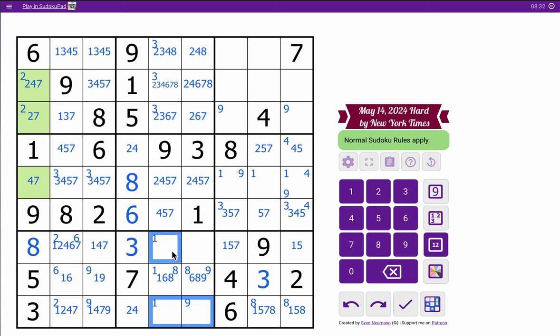Okay, these cells are not 3, 7. Now, neither of those could be 8, 9 by row. Neither of these can be 6 by row, but I don't have much else to play with.